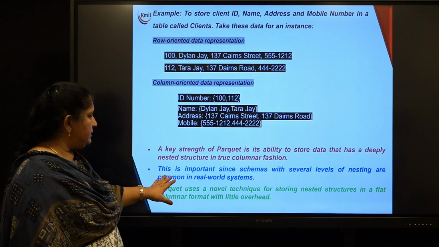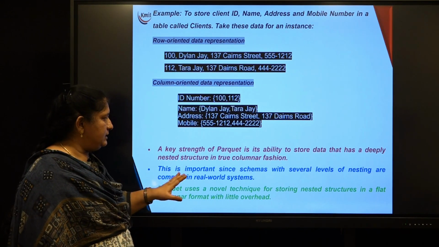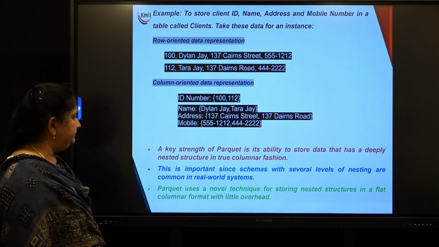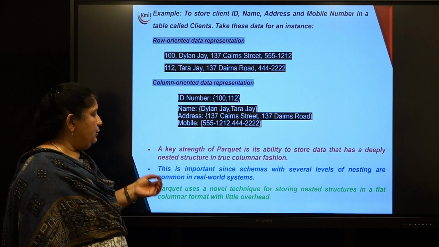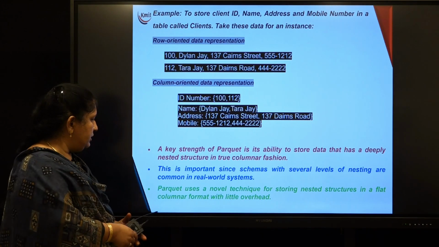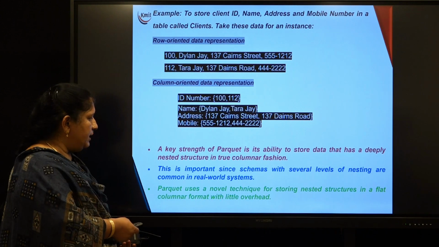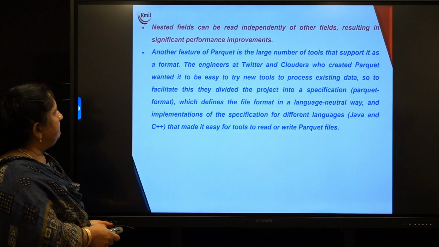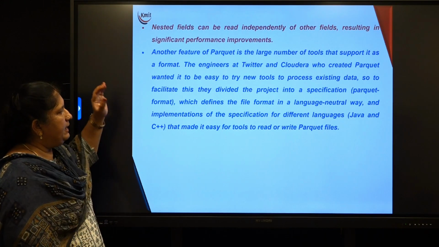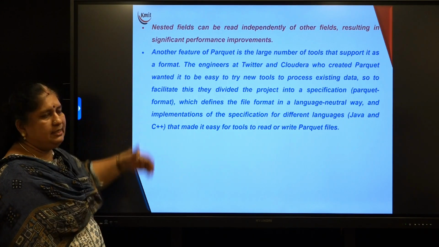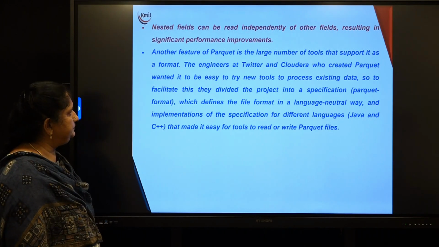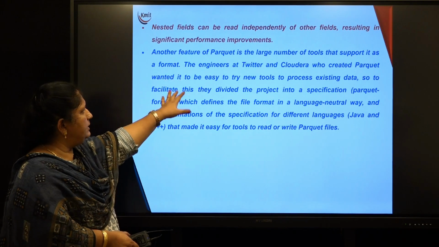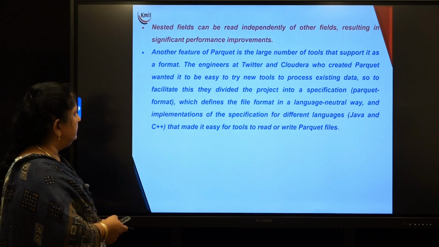So in such cases, whenever we have the concept of nesting, Parquet is the efficient tool in order to maintain the data. It uses a novel technique in order to store the nested structures in a flat columnar format with little overhead. I will show you with an example. And nested fields can be read independently of other fields, resulting in significant improvement. And where are we using this? Twitter, Cloudera, all these people are trying to use Parquet.